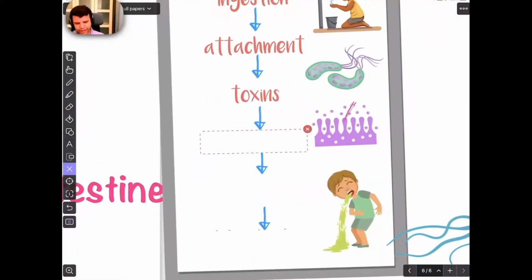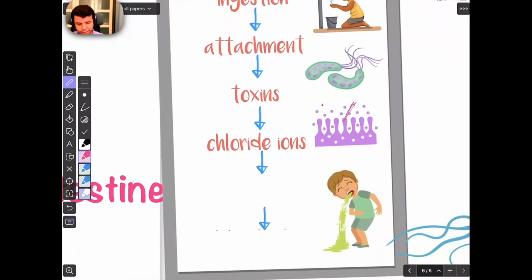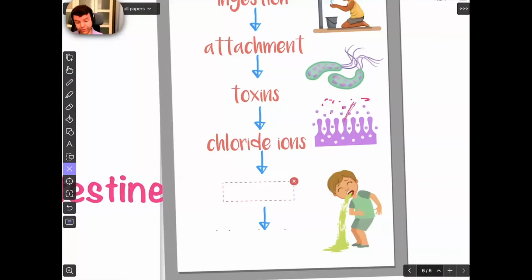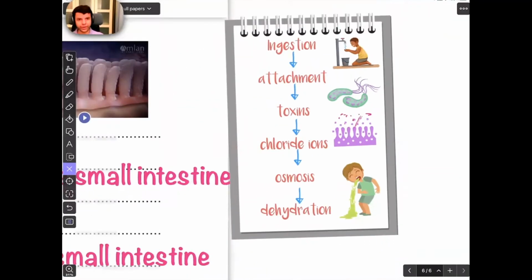And what does that chloride do? The salts and the chloride here in the intestine do something wrong, right? Which basically dries up the cells. It withdraws water out of the body cells. And that leads to what? That would lead to the dehydration and the diarrhea, right? So osmosis happens, and that would lead to dehydration, okay?